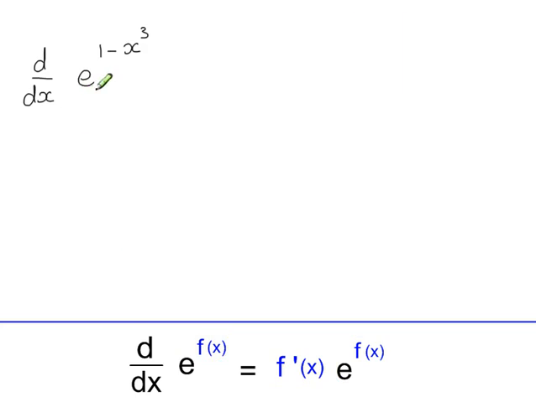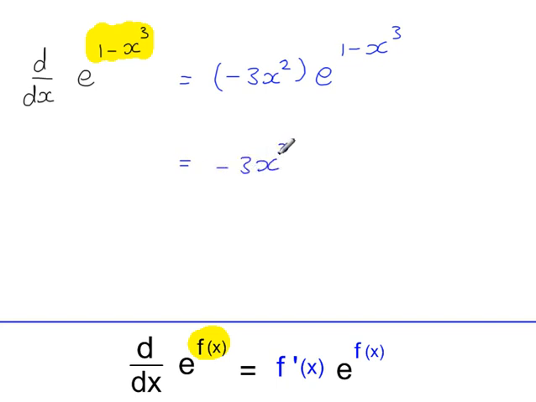Differentiating e to the power of 1 minus x cubed. So the f of x this time is the 1 minus x cubed. So following the formula, f dash x, if we differentiate the 1 minus x cubed, we get minus 3x squared, times the original function, so times e to the power of 1 minus x cubed, and just simplifying, we don't need the brackets there, so minus 3x squared times e to the power of 1 minus x cubed.